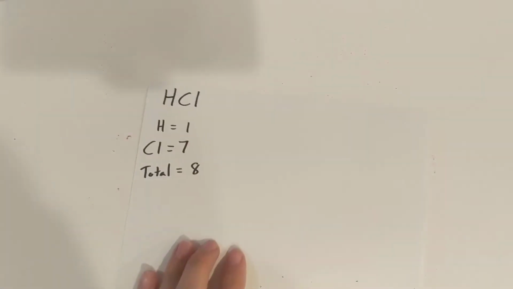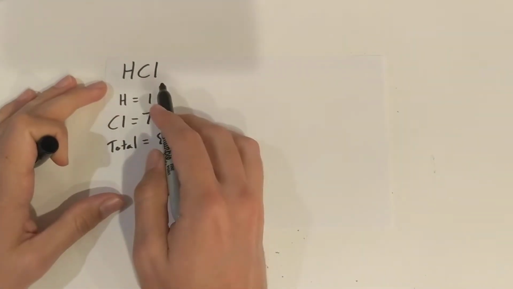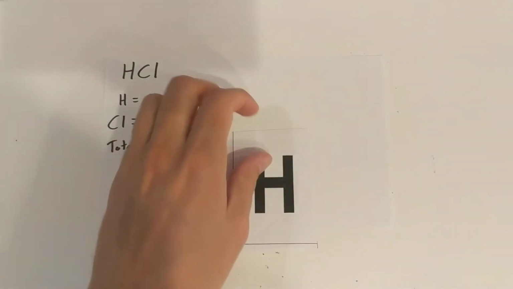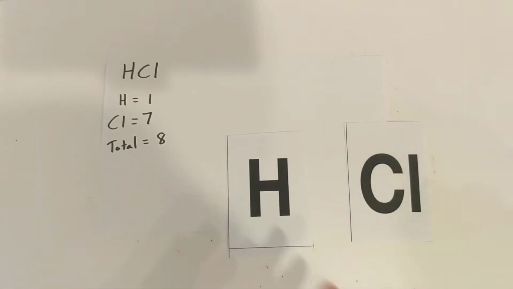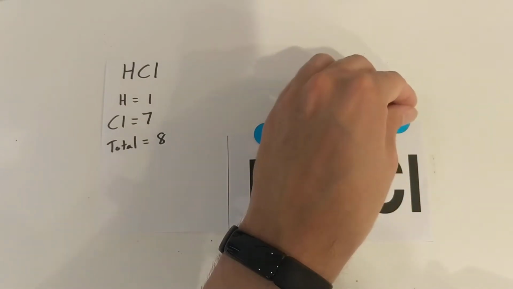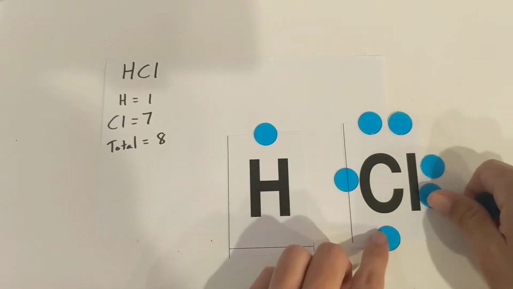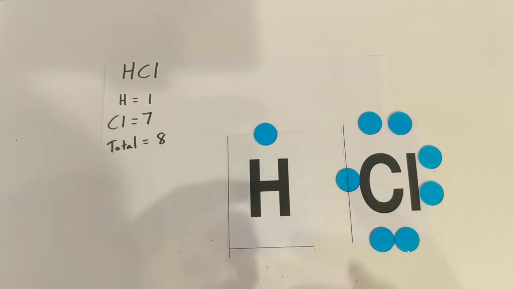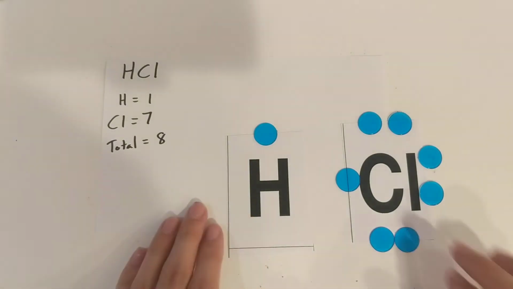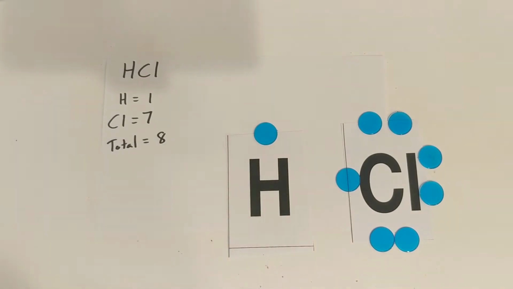Our first problem is going to be HCl, and the first thing we need to do is identify how many valence electrons hydrogen has and how many valence electrons chlorine has. So on the periodic table, you can take a look. Hydrogen has 1 valence electron, and chlorine has 7. So you can draw your Lewis dot structures like this of each one. And if you count, we have a total of 8 valence electrons. So when we start and when we finish, we want to make sure we have a total of 8 valence electrons.